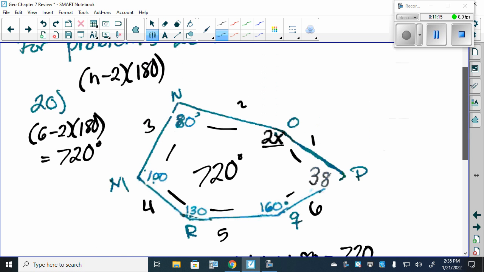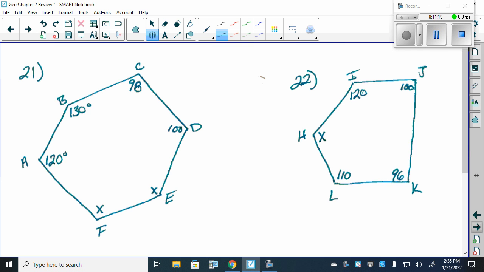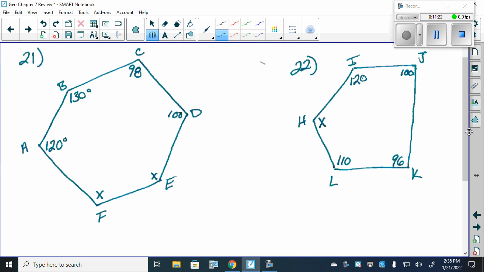Any other questions on number 20? Any questions on 21 or 22? You did the same thing on 21 since it's 2 of the x's, right? Yeah, because we would add those 2 x's together and get 2x. That one you wouldn't have to divide, you just go with that.